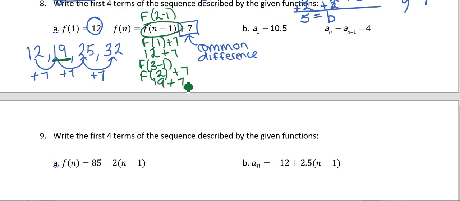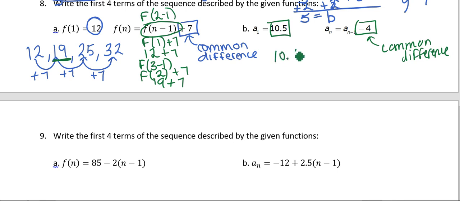Okay, looking at B, my first term is 10.5. And looking at the rule that was given to me, I can see my common difference is -4. So I'm going to have 10.5, and then I'll have 6.5, and then 2.5, and then -1.5.